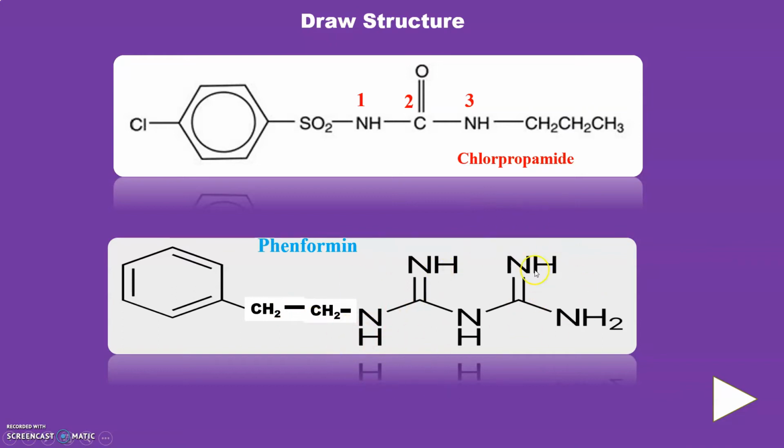There is the presence of imine groups and there is CH2 and the benzene ring. These are the two important structures under the category of oral hypoglycemic agents, which are asked in exams frequently. So draw these structures in your notebook from the exam point of view.